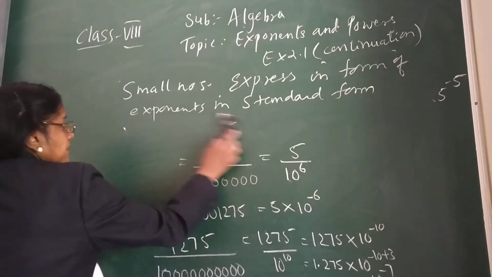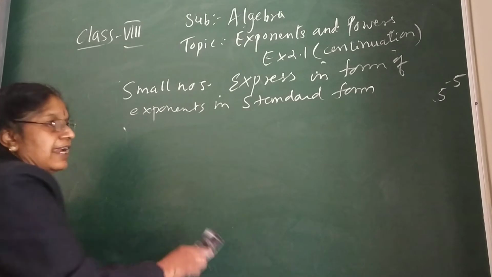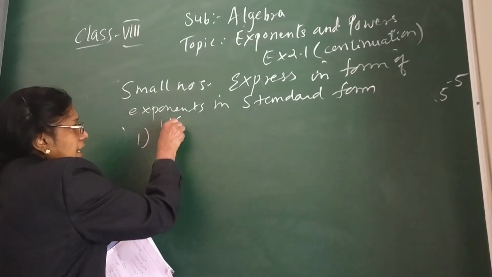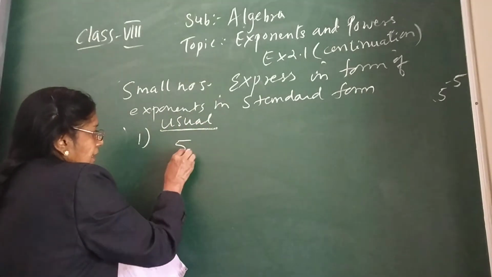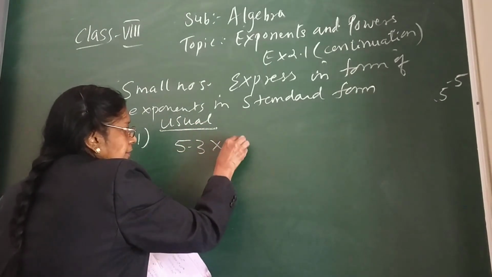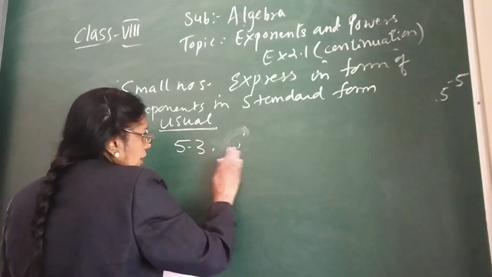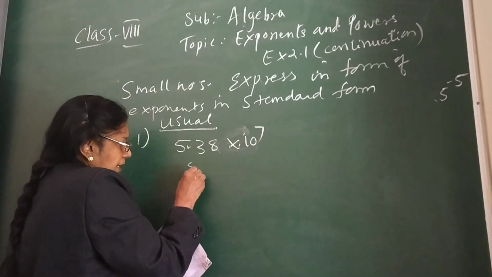So you came to know what is meant by standard form. This standard form is given. We can write it down in usual form also. So how do we write the standard form in usual form? I will give you one example. 5.38 into 10 to the power of 7 is given. This I write down in decimal.